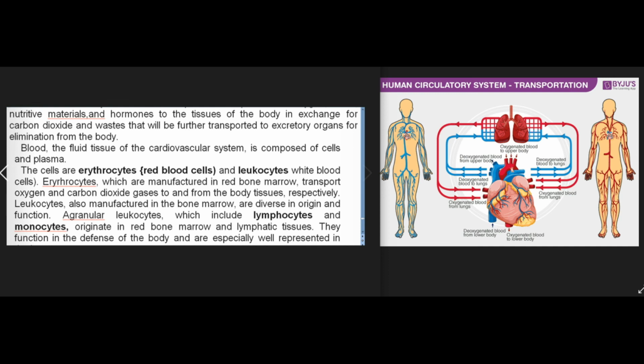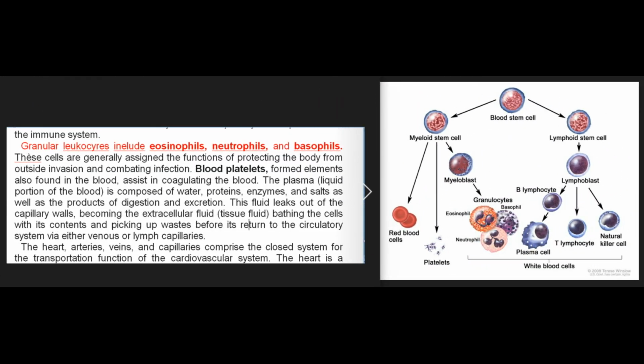Agranular leukocytes, which include lymphocytes and monocytes, originate in red bone marrow and lymphatic tissues. They function in the defense of the body and are especially well represented in the immune system. Granular leukocytes include eosinophils, neutrophils, and basophils. These cells are generally assigned the functions of protecting the body from outside invasion and combating infection. Blood platelets, formed elements also found in the blood, assist in coagulating the blood.